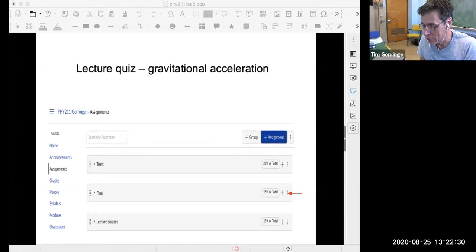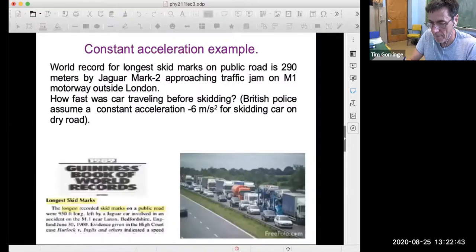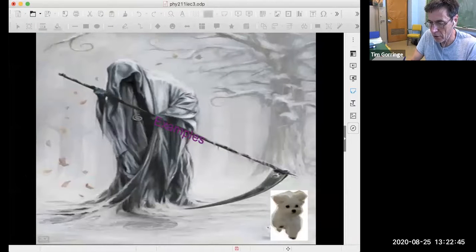Okay, I'm going to get back to the lecture slides, and then we'll look at some numerical examples. Okay, so here we're moving to just working on numerical examples involving equations of motion.